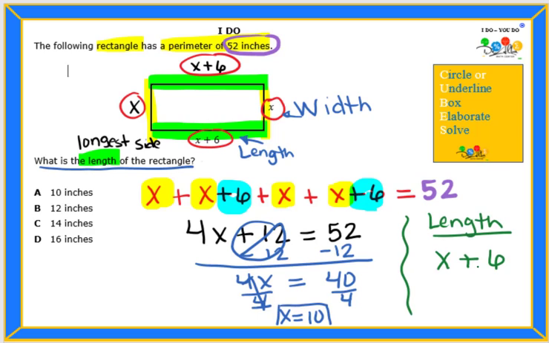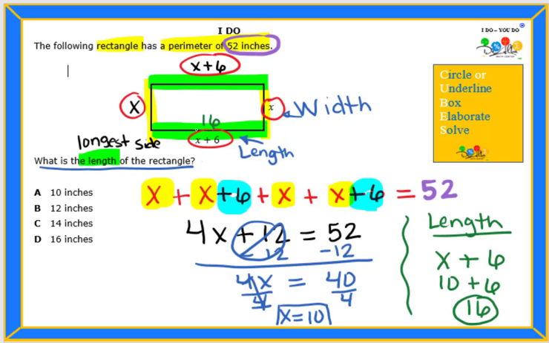And we already figured out that x is 10. So 10 plus 6 would equal 16. So x plus 6 is 16. So this would be 16.